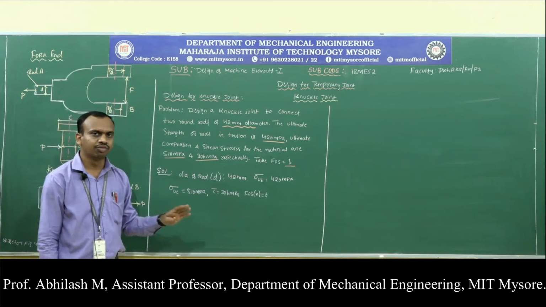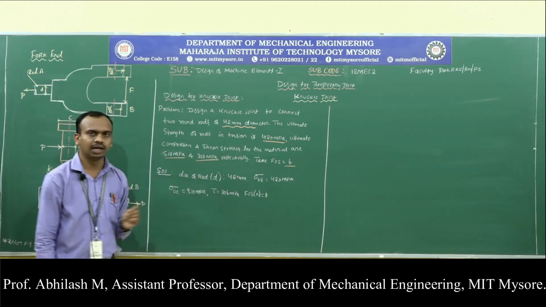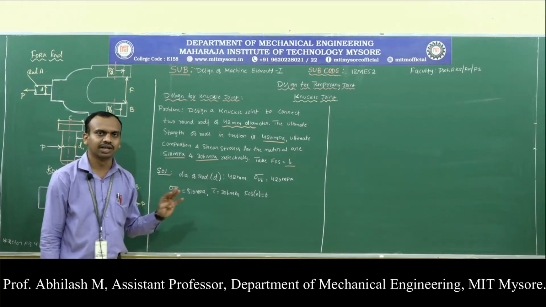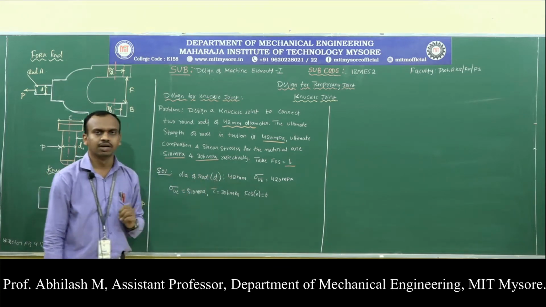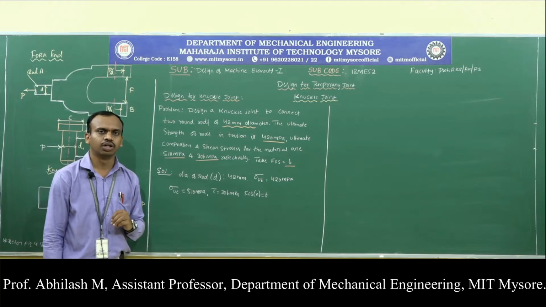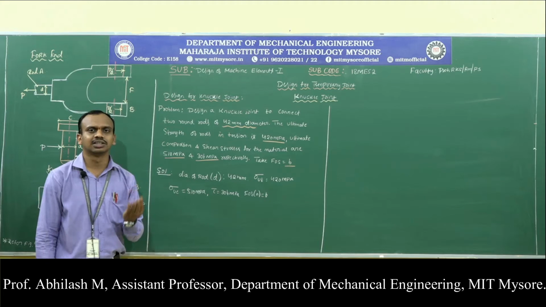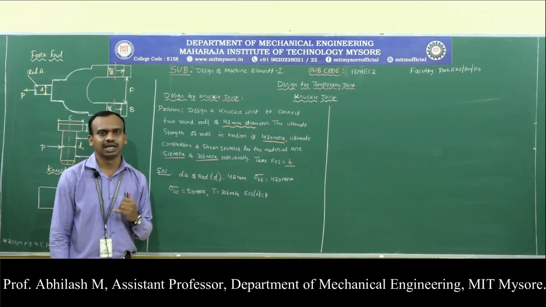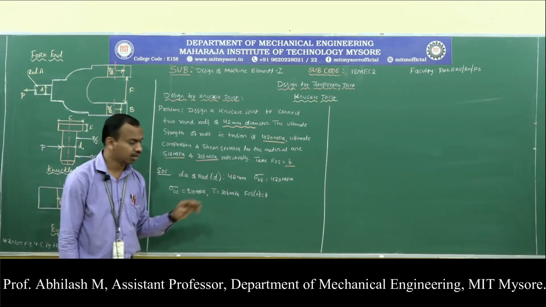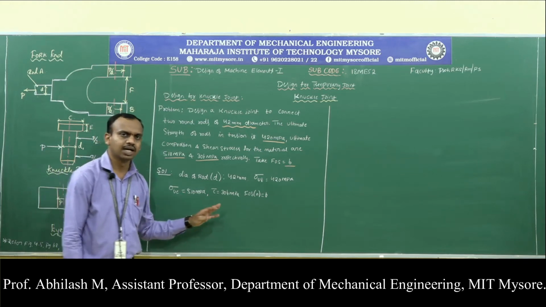Do I need to design for the ultimate stresses of the material? No, we should never design for the ultimate stress of the material. We should always design for the allowable stresses. We should consider the allowable stresses of the material and then design for that. So that becomes the first step in the problem.